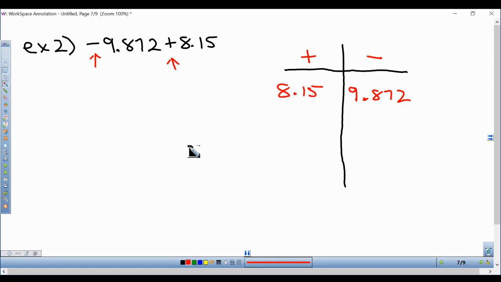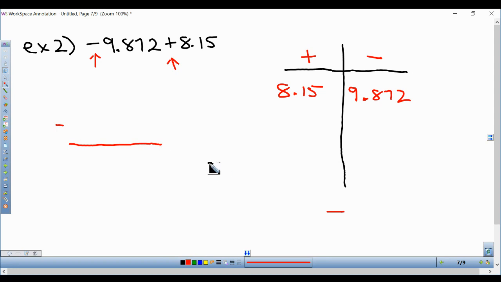So we can tell right away by looking at it which team won, the positives or the negatives. The negatives won. They have a bigger number. They have more points. So therefore, my answer, I should already know right away, is going to be a negative answer. So I'm going to take these numbers and I'm going to find the difference. How much did the negative team win by? Which means I'm going to have to subtract.